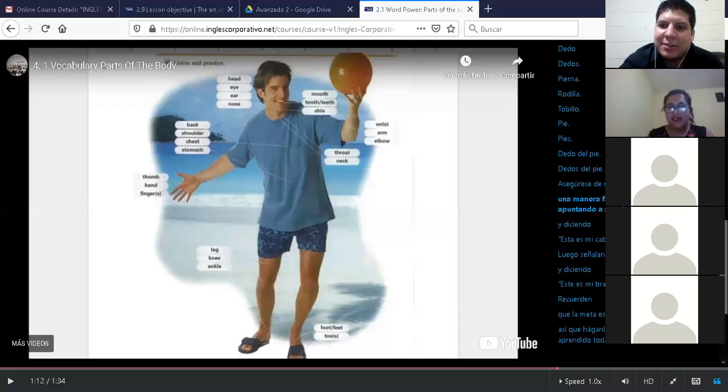Chest. Okay, fantastic. Now, it is good to say, guys, that chest is this part, okay? This is the chest where your mom rubs Vicks when you're sick. And the other part, los senos, pechos, it will be breast. Breast. Fantastic.